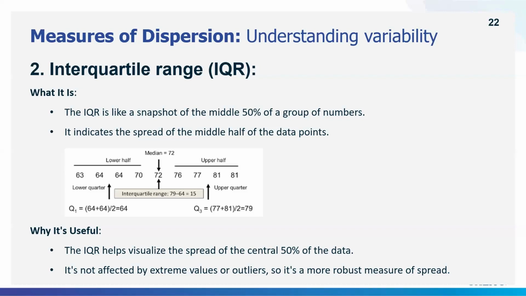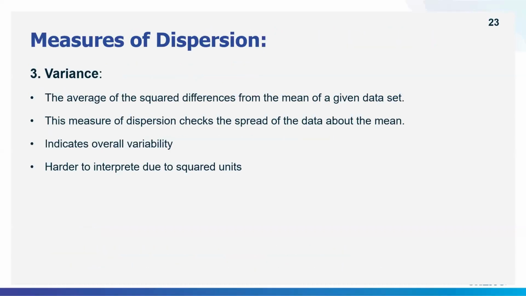And when you get the median of the lower half, it is called the first quartile, Q1. And the median of the second or upper half is called the third quartile, which is Q3. And your interquartile range will now be the difference between Q3 and Q1. So Q3 minus Q1 gives us the interquartile range. So this helps visualize the spread of the central 50% of the data, as we said, and it is not affected by extreme values or outliers. So it is a more robust measure of spread than the range.